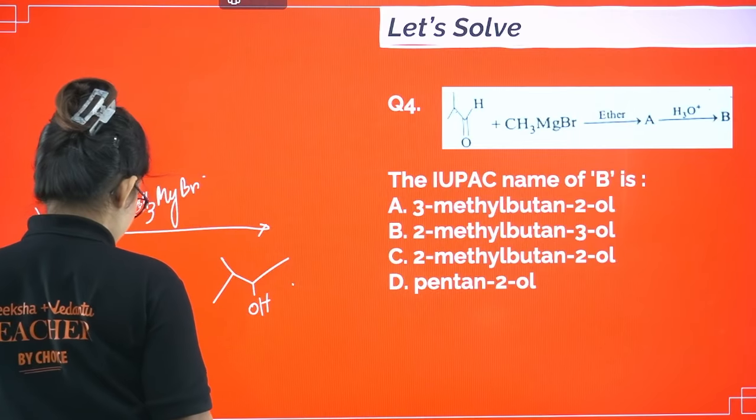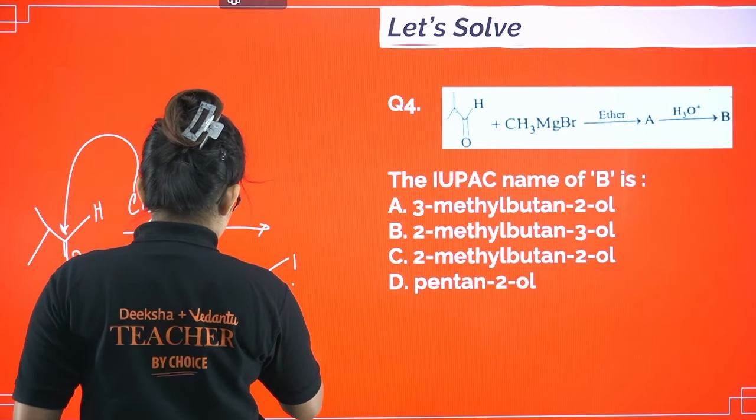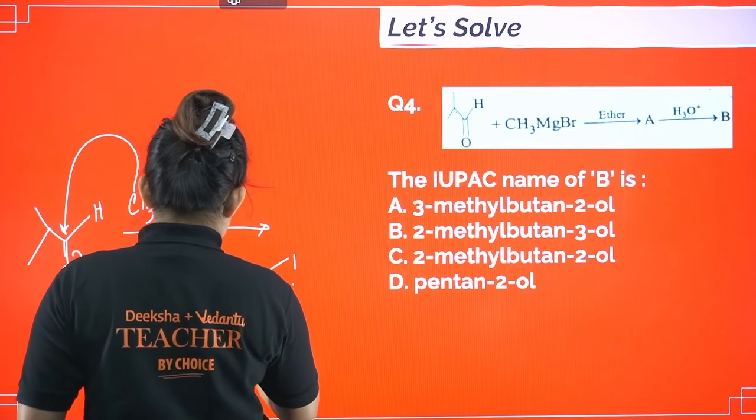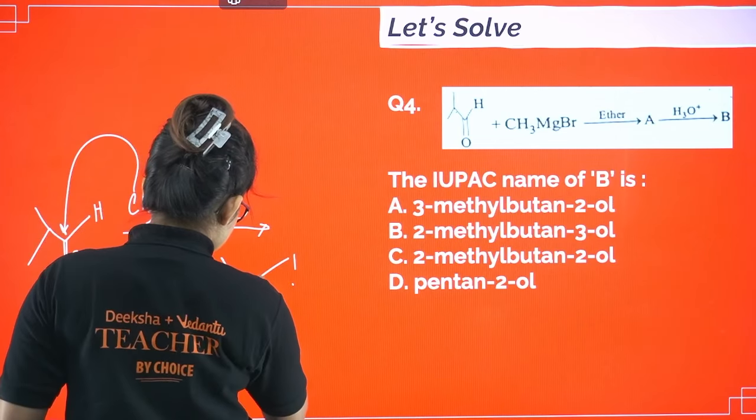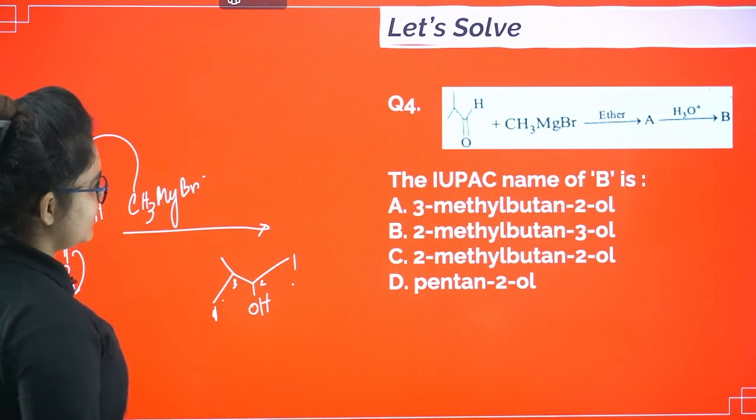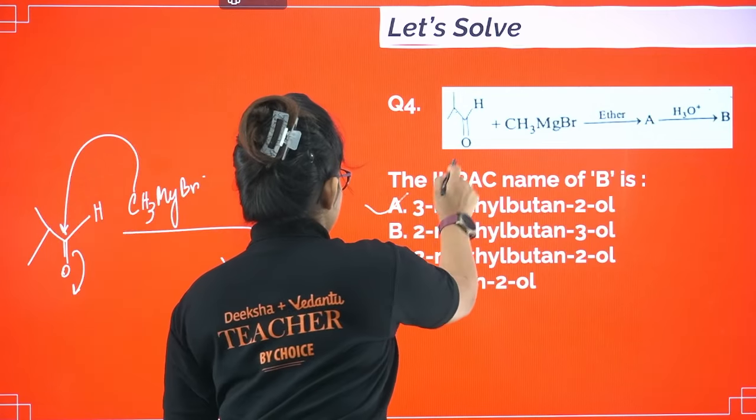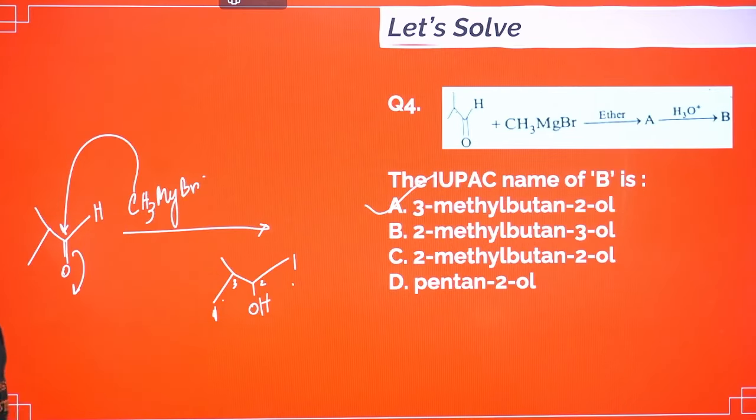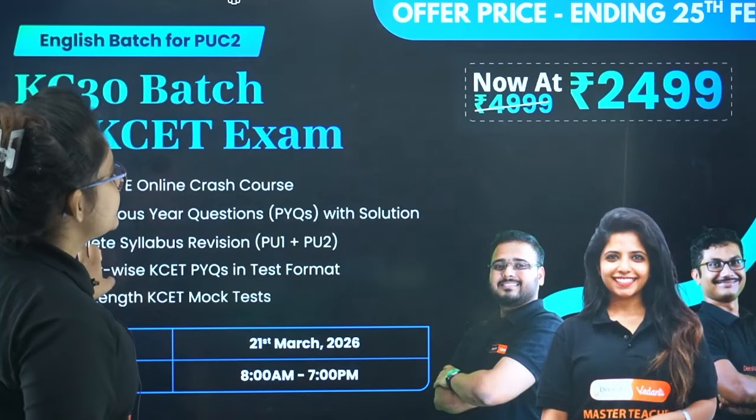Okay, now you have to name this. So 1, 2, 3, 4. What is the name of this? 3-methyl, in the 3 position I am having one methyl group. Butan-2-ol. What is the option? This is option A, 3-methyl butan-2-ol. I guess it's clear. Let's proceed further.